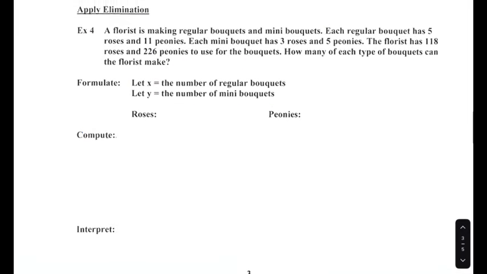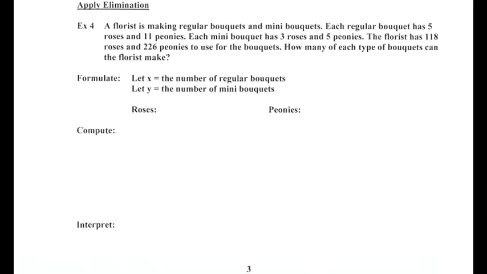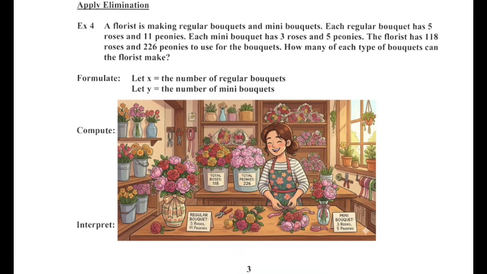Okay, let's do one last problem. Let's do an application problem real quick. So a florist is making regular bouquets and mini bouquets. Each regular bouquet has 5 roses and 11 peonies. Each mini bouquet has 3 roses and 5 peonies. The florist has 118 roses and 226 peonies to use for bouquets. How many of each type can the florist make?